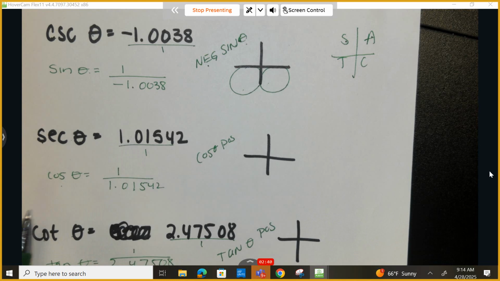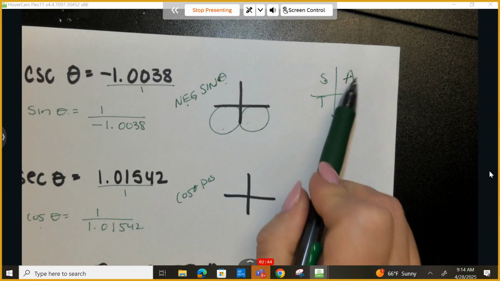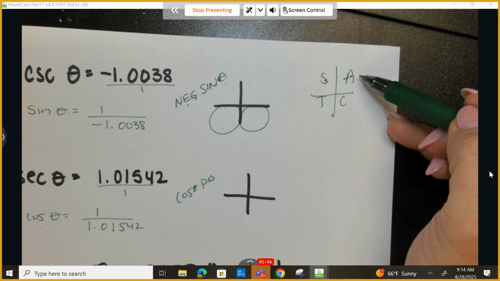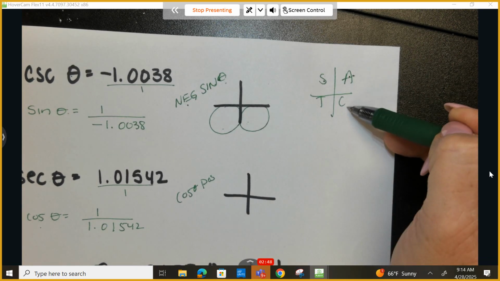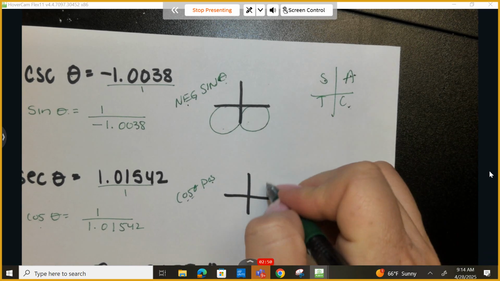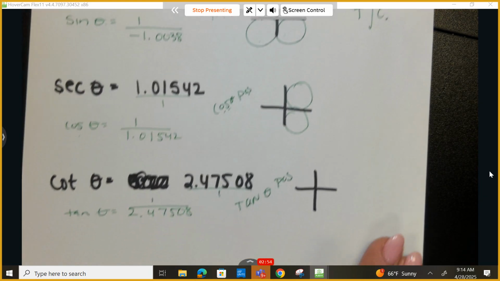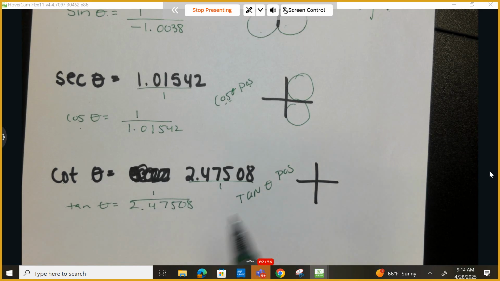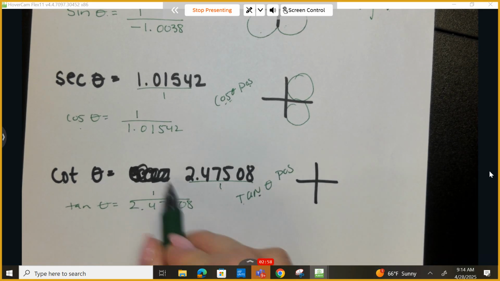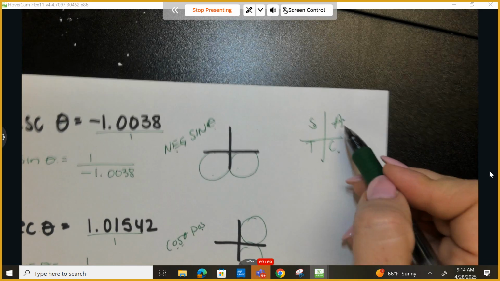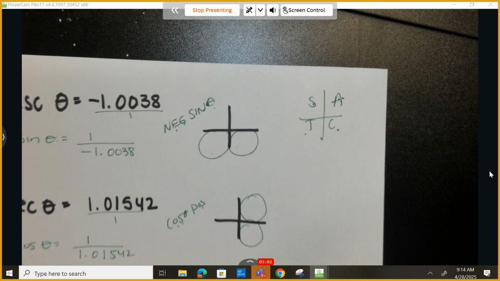In the second example, where are the cosine values positive? All-star trig class tells me that cosines are positive in 1 and 4, and I want to know where they're positive, 1 and 4. Example number 3 is talking about tangent. Where are tangents positive? Tangents are positive in 1 and 3.